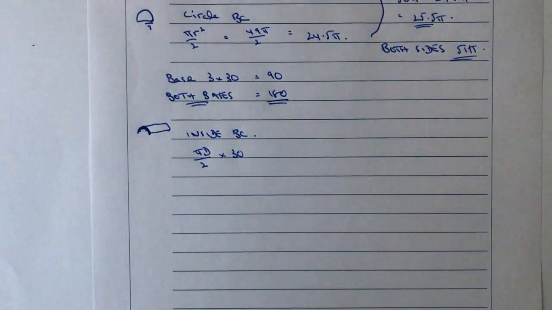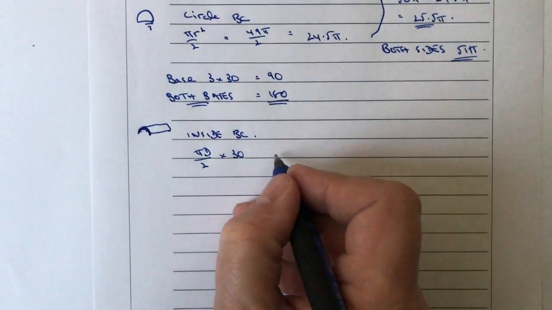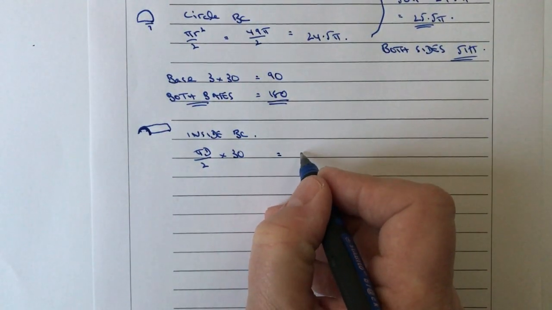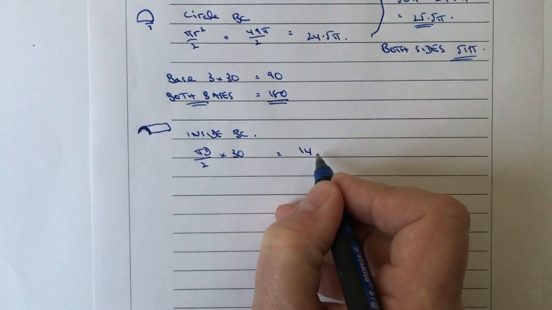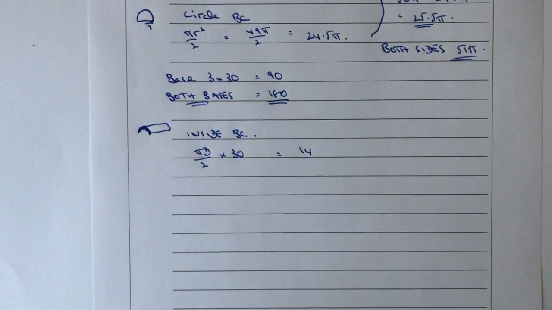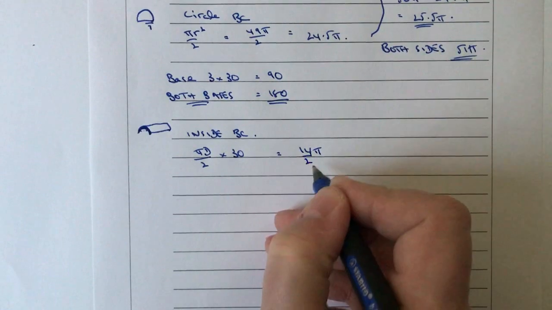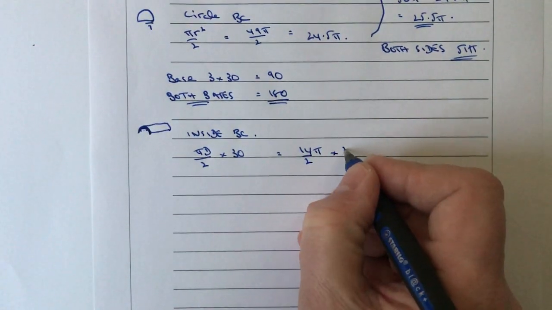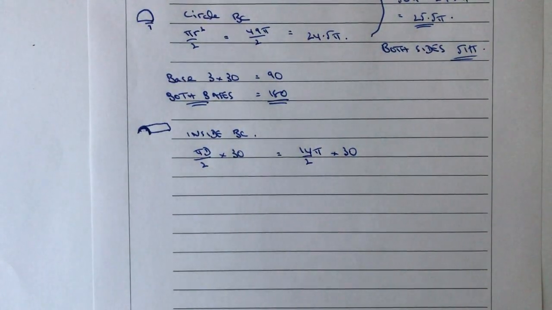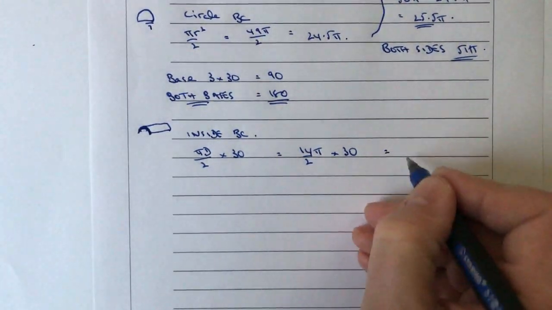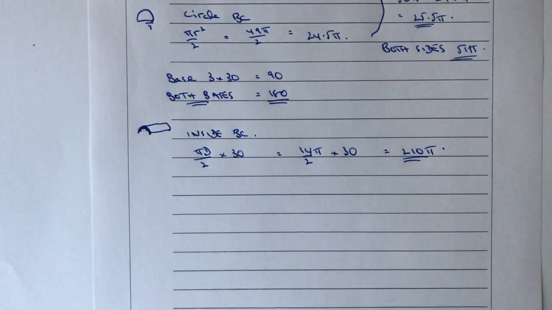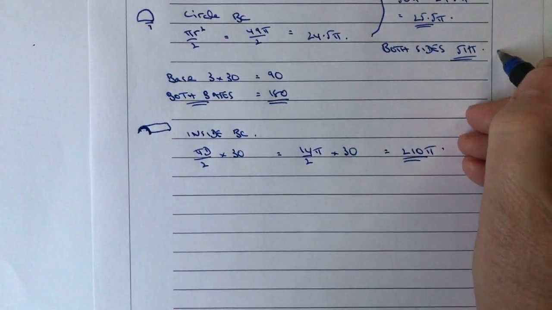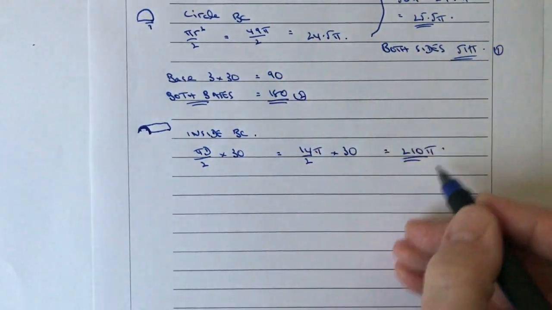If I plug this into my calculator, what I'm going to get is that the value of pi stays the same, but the value of the diameter is now 14. Remember, it was initially 7 as a radius, so it's 14 as a diameter, so it's 14 pi over 2, and I'm going to multiply that by 30. Okay, so therefore the inside is going to be 210 pi. Okay, so I'm in a situation now where I've got this, I've got this, and I've got this.